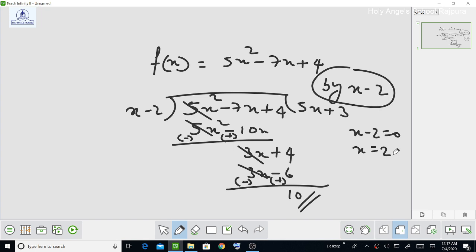So when you put the value of x equal to 2 in the given polynomial, the result obtained is the remainder. How to get? The given polynomial is divided by x minus 2. So x minus 2 is equal to 0, x value is equal to 2. So this value of 2 you substitute in the given polynomial f(x) equal to 5x square minus 7x plus 4. Now let us see what value we are getting.